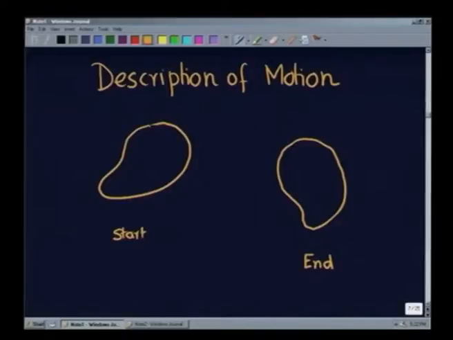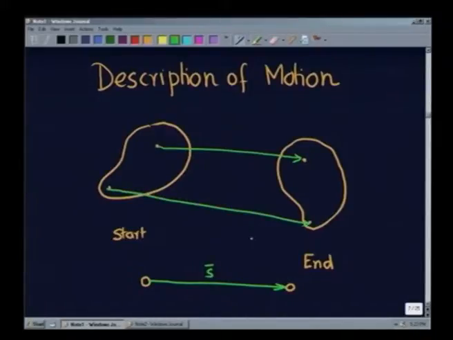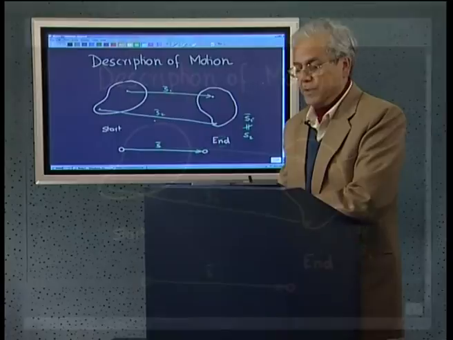In case of a particle, there is no problem. If a particle starts here and ends here, I can simply say that the displacement of this motion is this much and denoted by a vector. But in this case, it constitutes a large number of particles and each particle may have a different displacement vector. For example, suppose we take this point, its displacement is this much. If we take this point, its displacement is this much. So, they are different. If this is called S1 and this is S2, then we know S1 is not equal to S2. So, how to describe the motion of such rigid bodies? That is our problem.